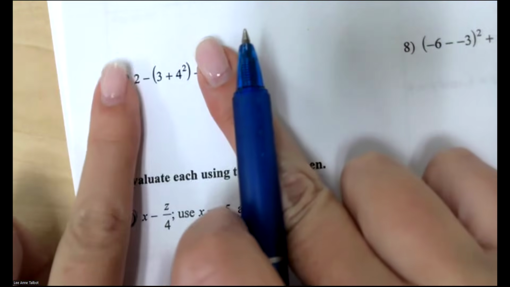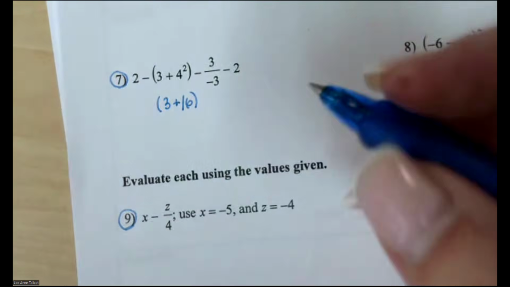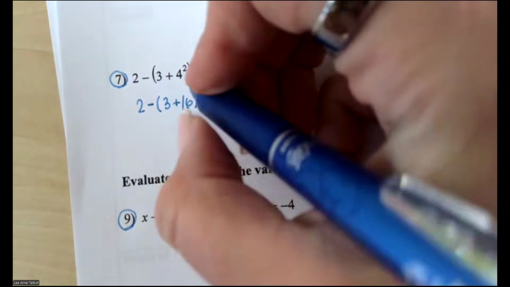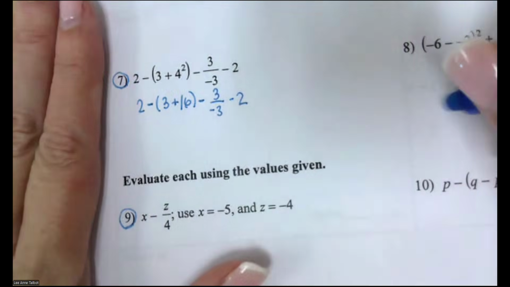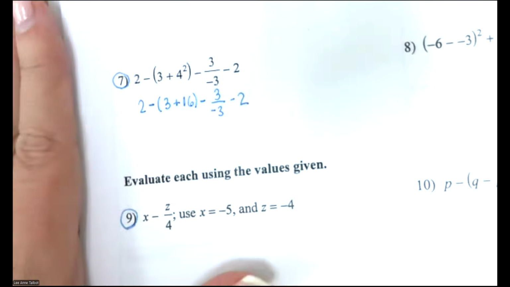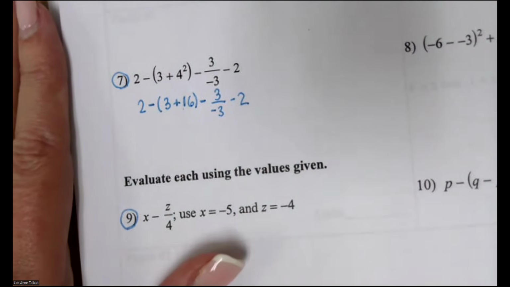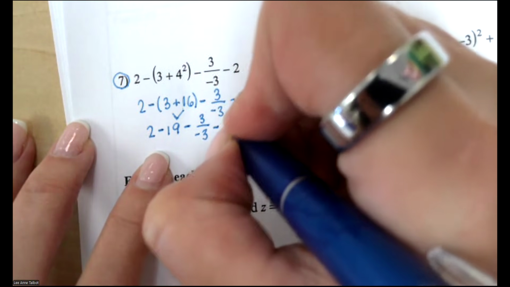Parentheses first. So we're looking at this, and this has an exponent in it. So this becomes 3 plus 16. Okay, everybody good so far? Okay, then I'm going to combine in the parentheses. So I have 2 minus 19 minus 3 divided by negative 3 minus 2.